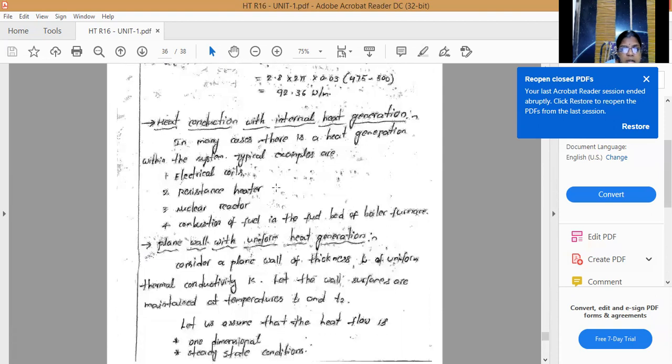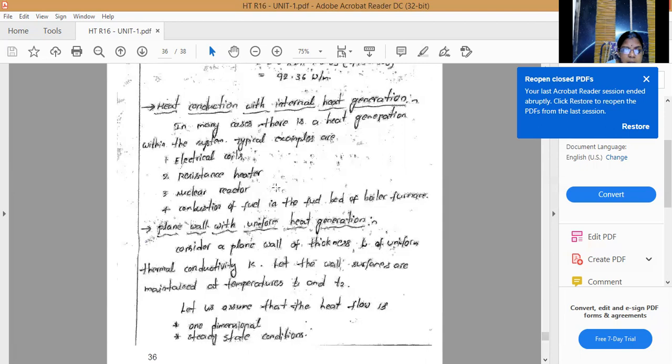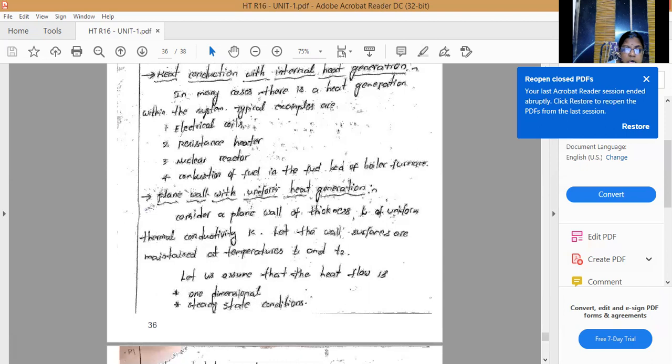Now, heat conduction with internal heat generation. In many cases, there is heat generation within the system. Typical examples are electrical coils, resistance heaters, nuclear reactors, and combustion of fuel in the fuel bed of a boiler furnace. Those are all heat conduction with internal heat generation, right?